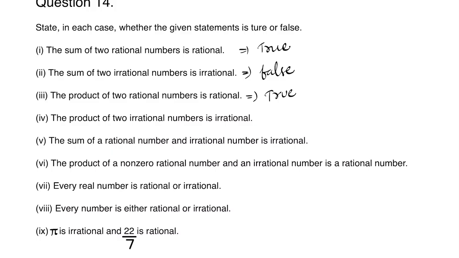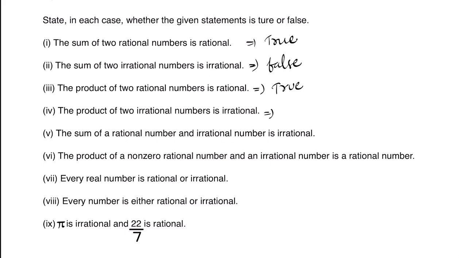The product of two irrational numbers is irrational. No, this may be rational. For example, root 5 is an irrational number, so the product of these two irrational numbers will be a rational number. So this statement is false.